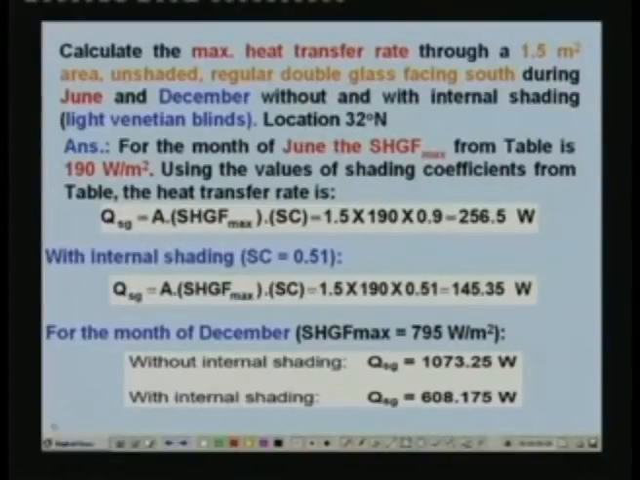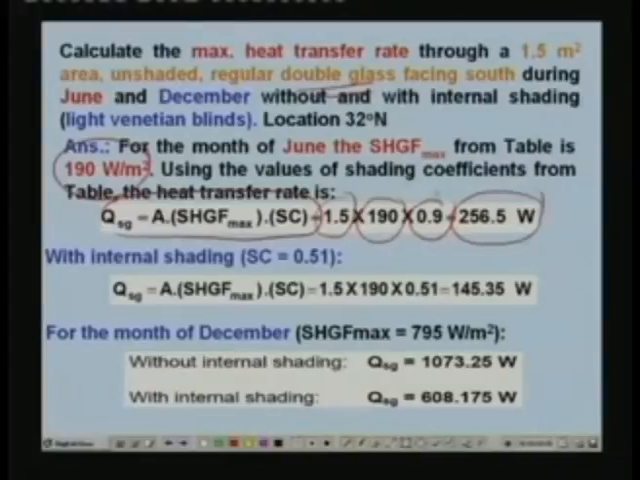First let us do the calculation for June. For the month of June, the SHGF max from the table is 190 watt per meter square. This is the solar heat gain factor for the standard glass. Then using the shading coefficient from the table, the heat transfer rate is given by Q = A × SHGF max × shading coefficient. If you are not using any internal shading, the area is 1.5 meter square, SHGF max is 190 watt per meter square, and the shading coefficient for the double glass is 0.9 from the table. So you find that Q is 256.5 watt in June.